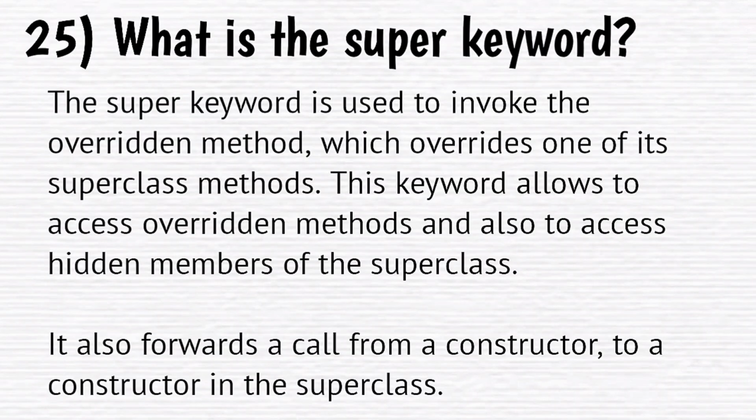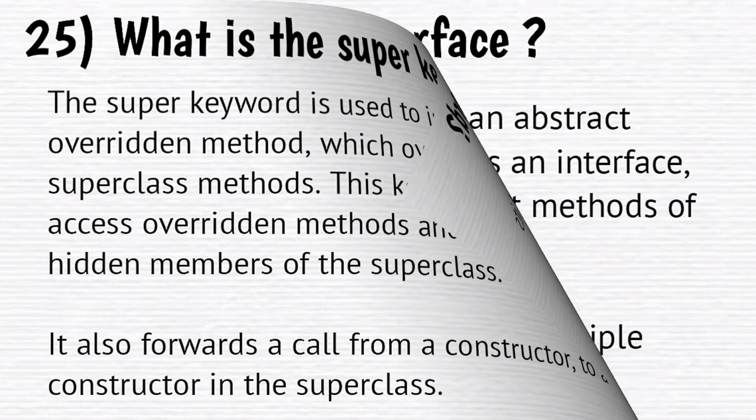What is the super keyword? The super keyword is used to invoke the overridden method, which overrides one of its superclass methods. This keyword allows access to overridden methods and also to hidden members of the superclass. It also forwards a call from a constructor to a constructor in the superclass.